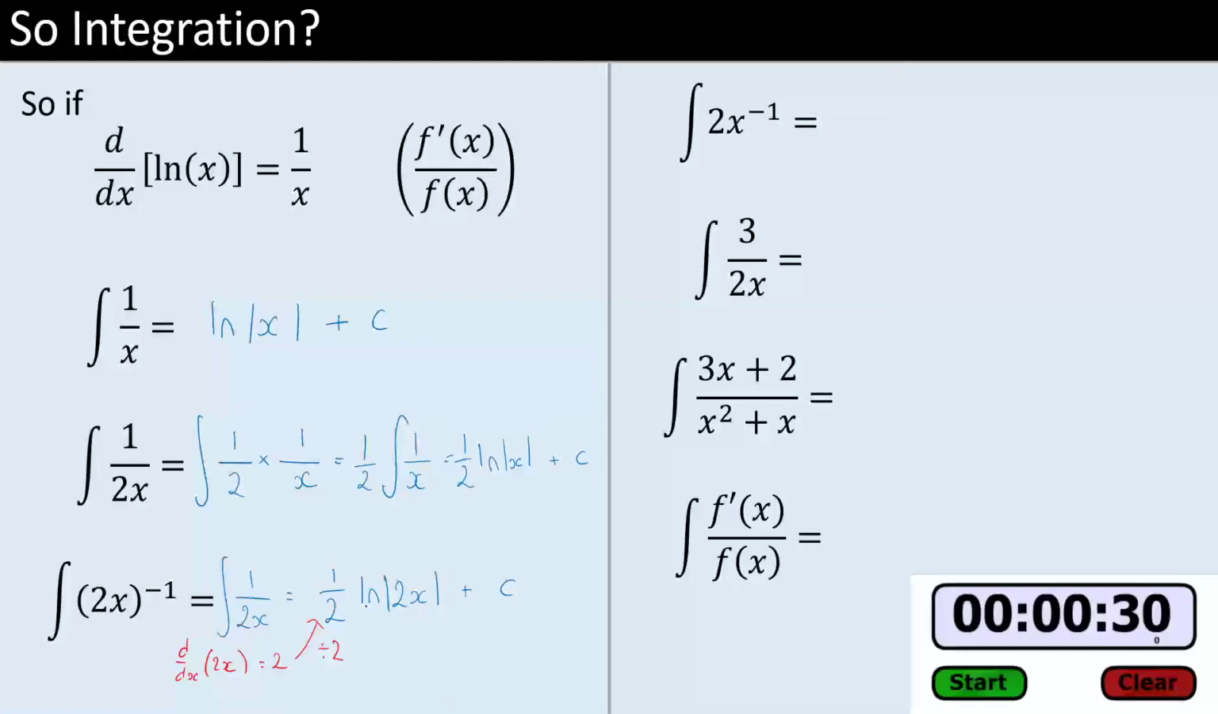Now, if you know your laws of logs, I'm going to do this in green. If you know your laws of logs, you know that ln of two different things multiplied together is equal to the ln of those two things added together. Ln of AB is equal to ln A plus ln B. So we could split this up into a half ln of 2 plus ln of x. Now I'm going to get a little bit ropey for room here, so we're going to see how we do.